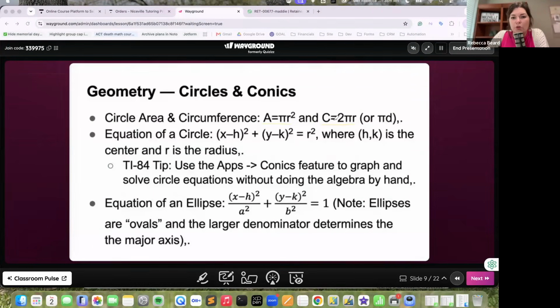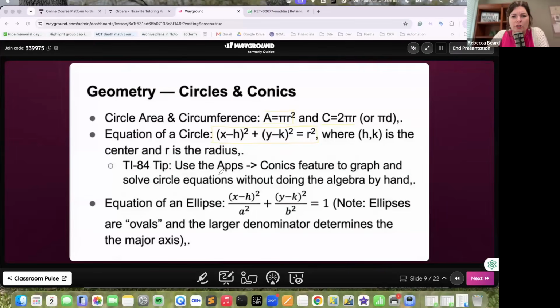We got to know our circles. We got to be friends with our circles. They will come and find you. And then equation of the circle. They love these. This right here is actually embedded in your conics section if you have a TI-84 Plus. It's also in the Evo too. But they do have this formula in there.